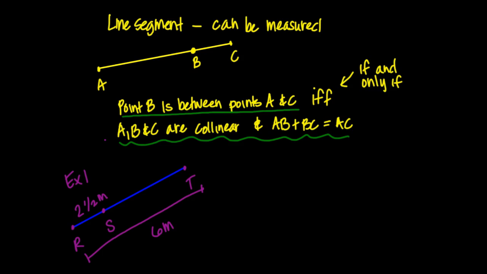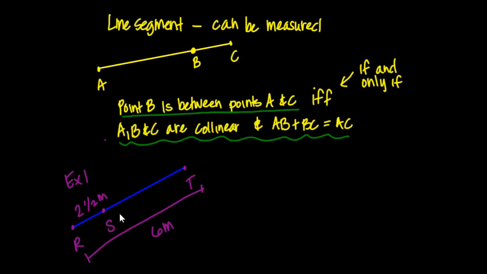So we can see that we have betweenness here. S is between R and T. We see that those 3 points are collinear, and now we know, since it's between, that RS plus ST has to equal RT. So these two small pieces, RS and ST, added together have to make the long one.